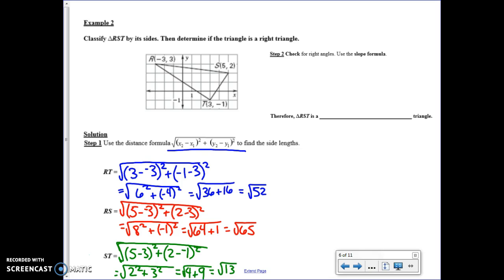Now, it says check for right angles. I want you to think back to last chapter. When we checked for right angles, we were looking for perpendicular lines, and perpendicular lines have slopes that are opposite reciprocals.